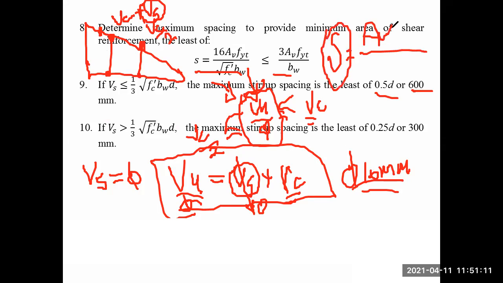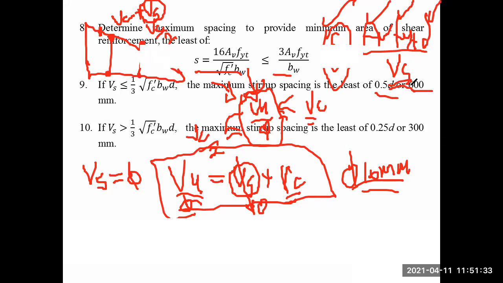I have Av, fyt, d over Vs. S is calculated based on these. Av, I decided 10 millimeters. So how many legs? Two. FYT is given, d is given. Can I calculate this Vs? Yes. Can I add it to Vc? What for? Just to know its location on the diagram.